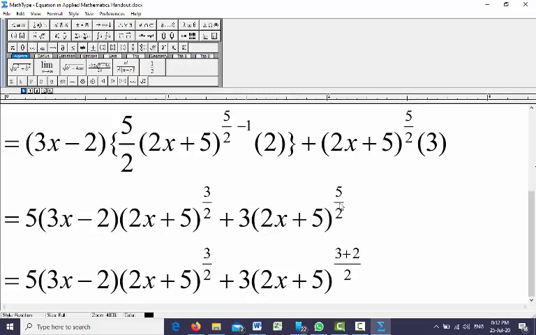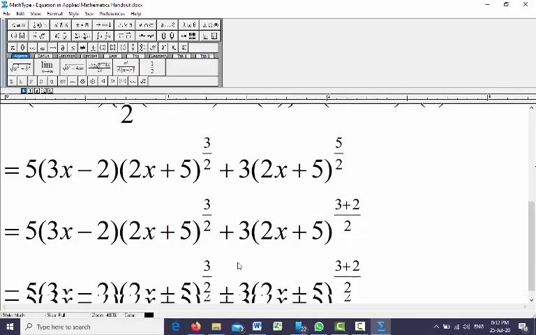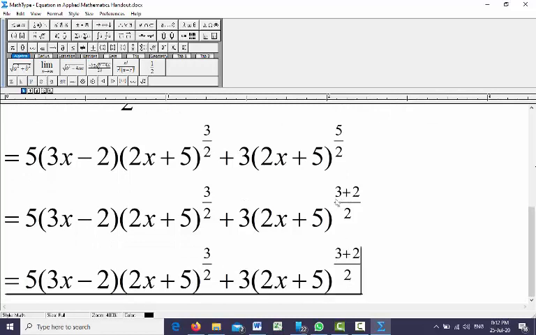For 5 we can write it like 3 plus 2 divided by 2. So this one we can split in this way. Pay attention. Let me do it in the next step. Okay, so now we can split this 3 plus 2 divided by 2 like this.